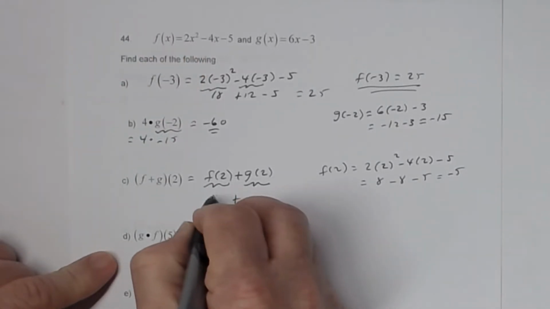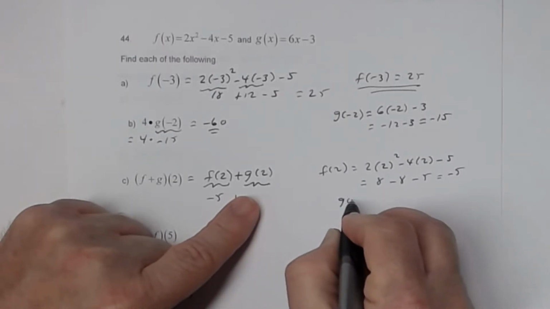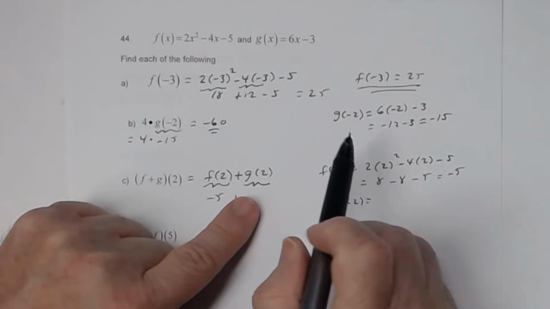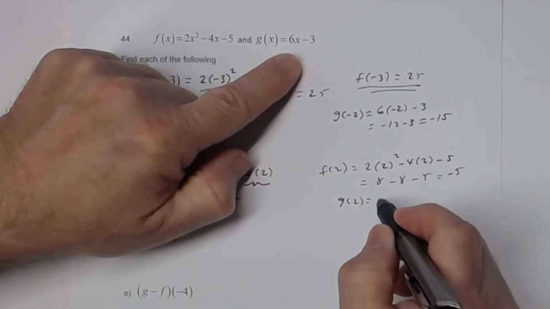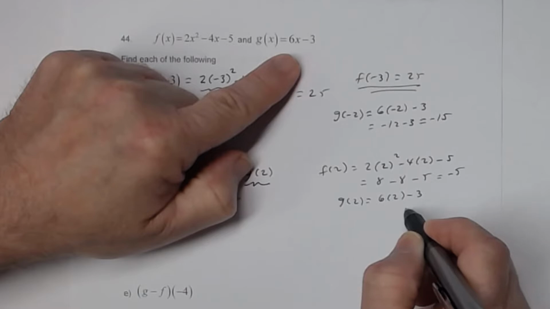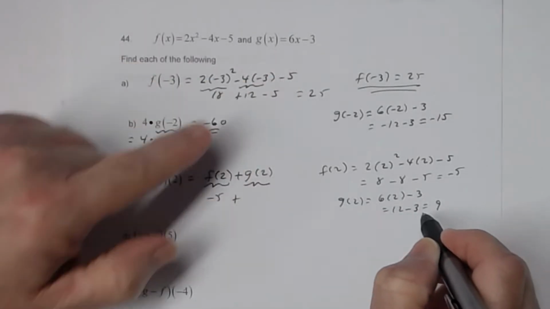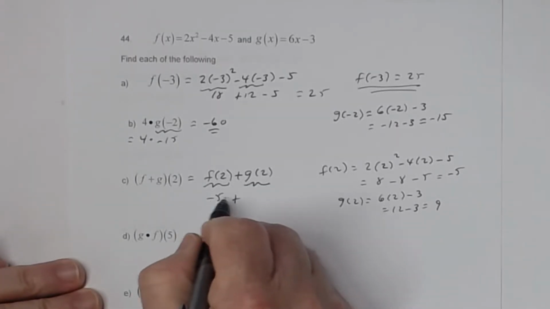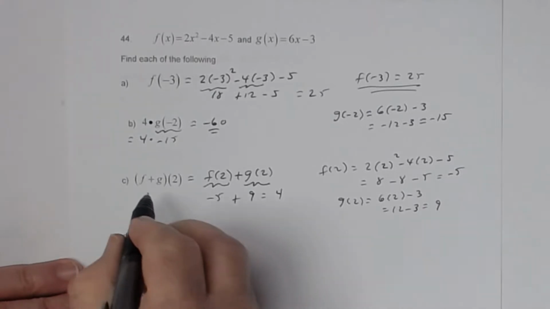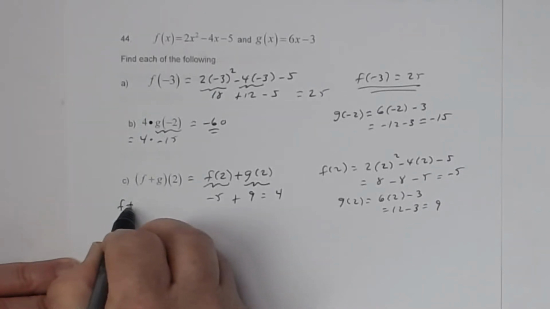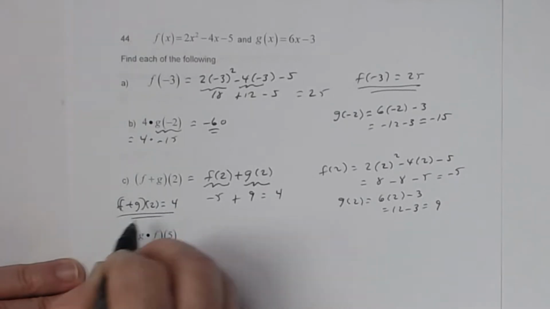So right here, I'm going to put negative 5. Then we find g of 2. So for g of 2, you go to your function g, and where we see the variable x, you substitute 2. So this becomes 6 times 2 minus 3. So that's 12 minus 3, which is 9. And so g of 2 is 9, so I get negative 5 plus 9, which is a positive 4. So what I found is this: f plus g at 2 equals a positive 4.